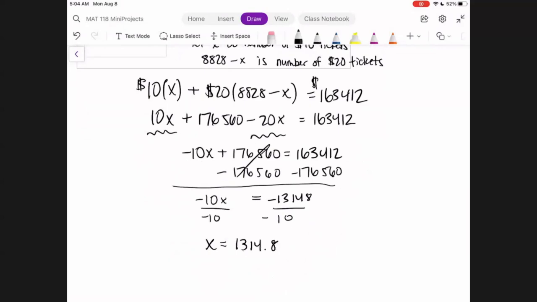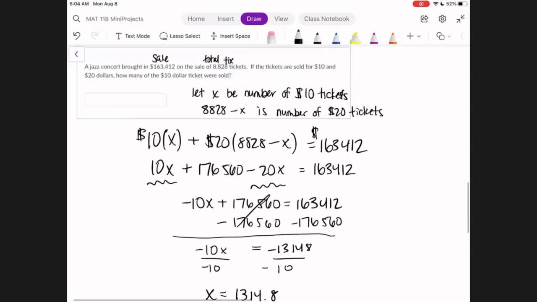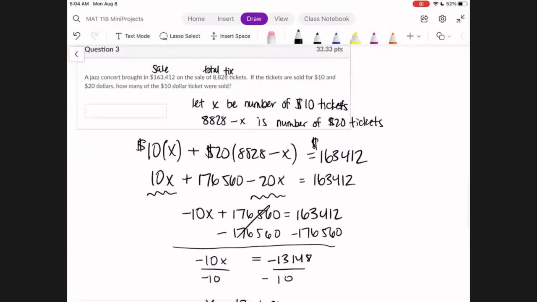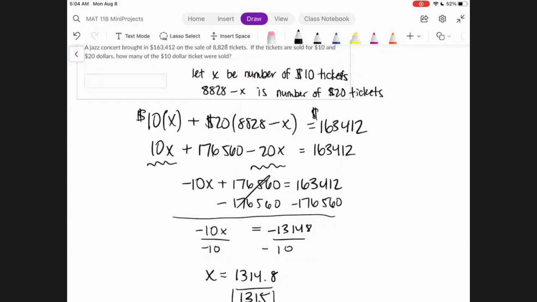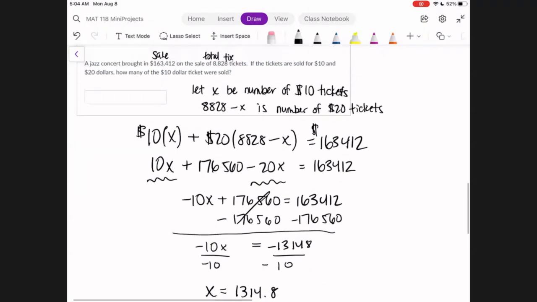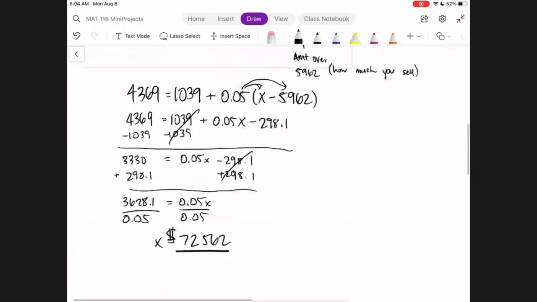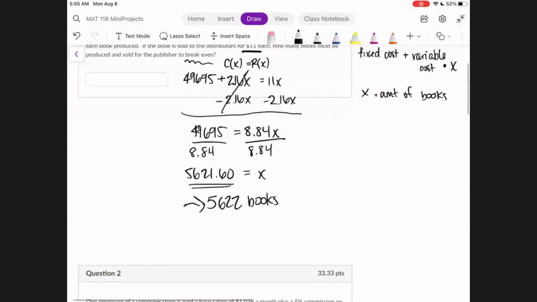roughly, you see you have a decimal here for the number of tickets you sell, which is fine. So we're just going to round to the closest one. So we would sell 1,315 of the $10 tickets. Okay. So for some of these numbers that you might get for this last one, you might get a decimal value, so just round accordingly. If you do have any issues with rounding, just always email your instructor.